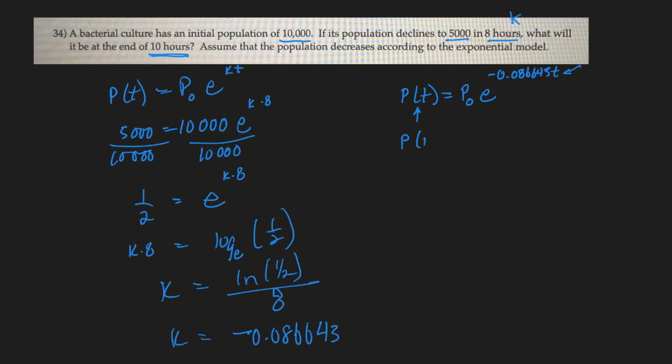So the population after 10 hours is going to be, P0 is how many I start with, 10,000, e to the negative 0.086645 times t, which is 10. Okay, equals. So calculator.